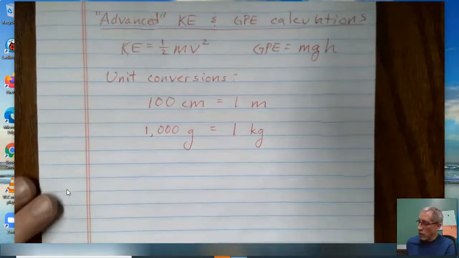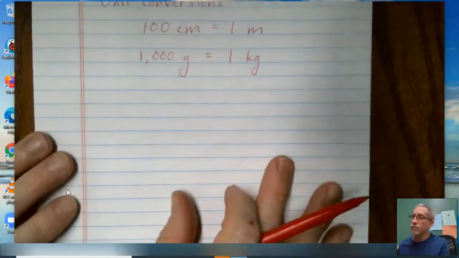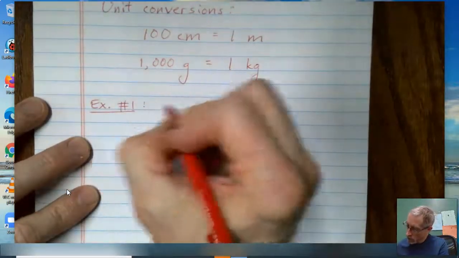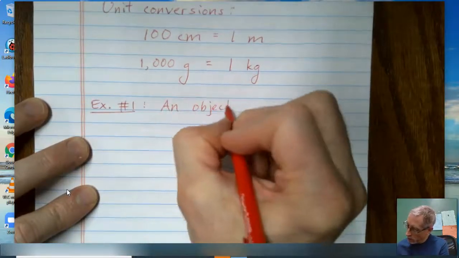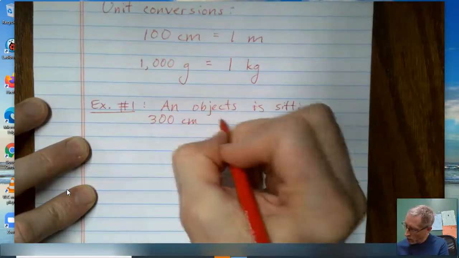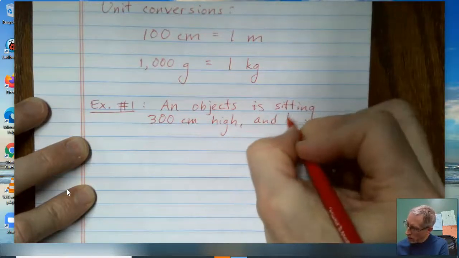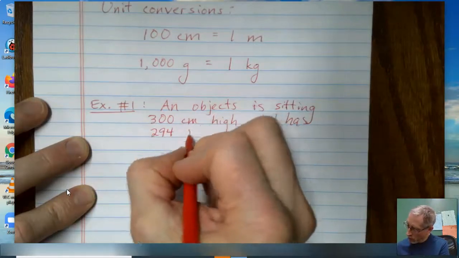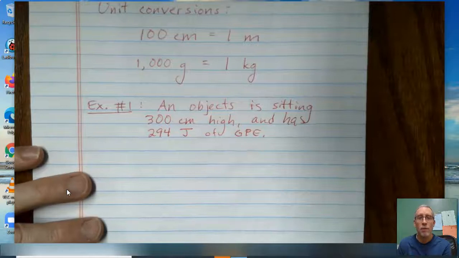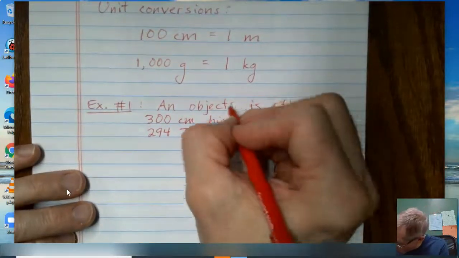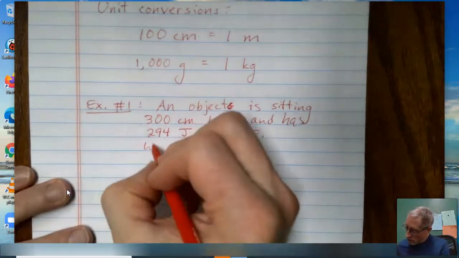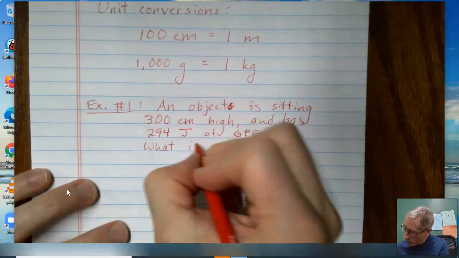Okay, so let me show you an example of what I'll call an advanced energy problem. We'll do two problems today. Example number one. An object is sitting 300 centimeters high and has 294 joules of GPE. Now, can you guess what I'm going to ask? Look at the only thing missing from this. The only remaining number to be found is its mass.